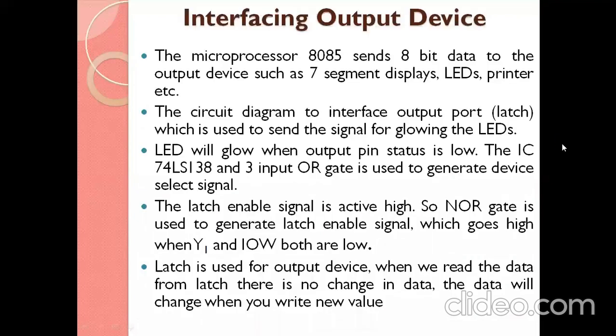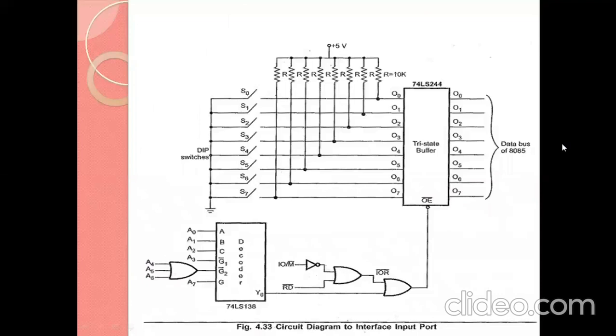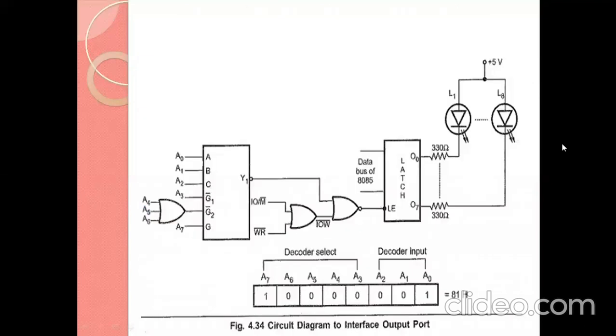Here the input device is connected to Y0, so the input device address is 80. But here the output device, the LED, is connected to Y1. So the address is 81.